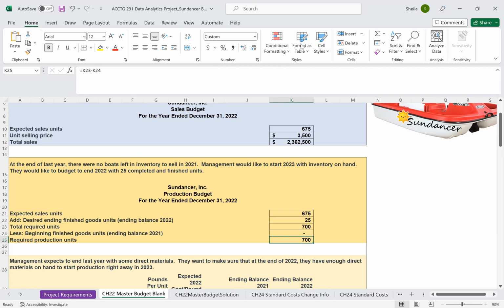Again, just to contrast, this is different than this number. Why? Because this is what we expect to sell, but we want to produce 700 so we can start 2023 with inventory on hand.